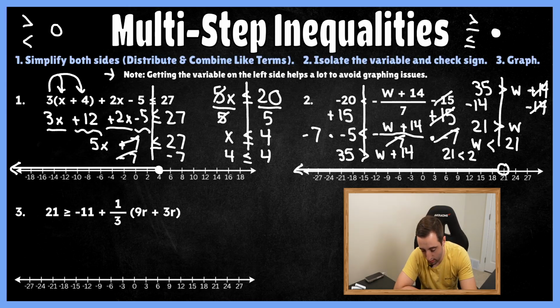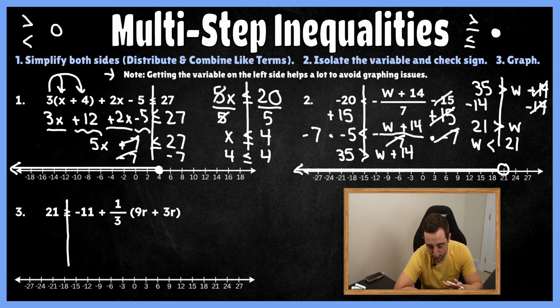Now let's go ahead and take a look at the last one before I give you 3 problems to try out on your own. So let's go ahead and draw our line once again. I want to check what's in parentheses first if I can combine them, and I can. 9r plus 3r, those are like terms, so we can add them together. So let's go ahead and do that first. So I'm going to rewrite everything the exact same.